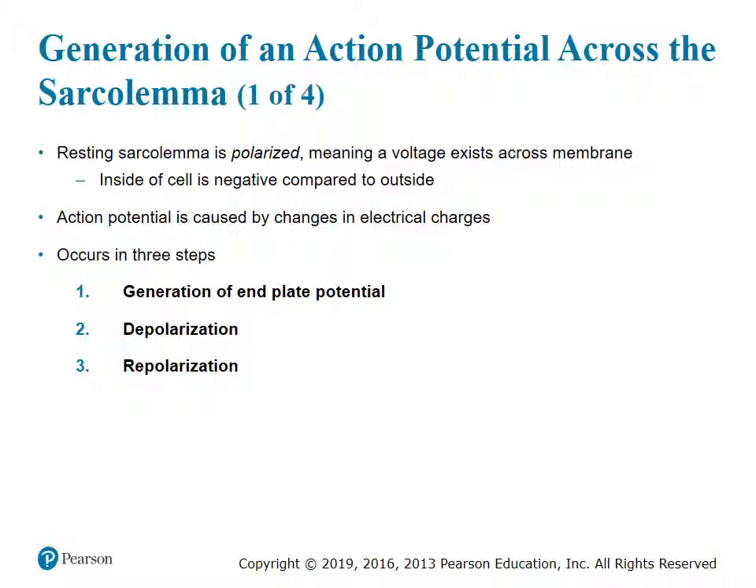Okay, let's talk about this, right? Here's the generation of the action potential, the electronic signal, in the sarcolemma in the muscle. So we're talking about the muscle cell. It occurs in the muscle cell. Sarcolemma means muscle plasma membrane, right?